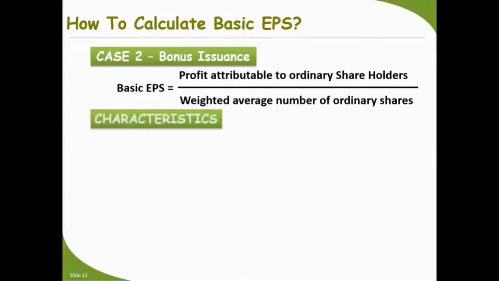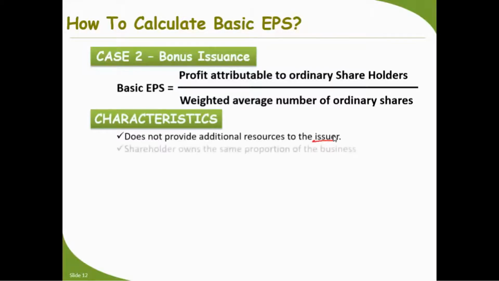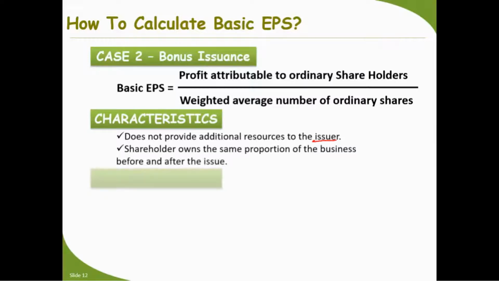Then what are the characteristics of bonus issuance? It does not provide additional resources to the issuer. There is no cash remittance to the company. No additional resource for the company. Shareholders own the same proportion of the business, as I discussed earlier, to maintain their voting rights. So there is no cash involved before and after the issuance.